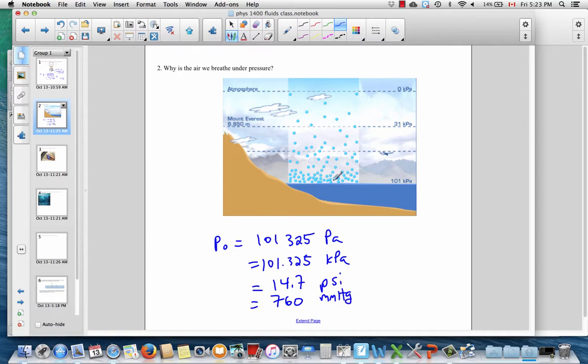Now, why is it that the air at the surface is pressurized? Well, it's because of the weight of all the atmosphere above it. The atmosphere is 50 to 100 kilometers high, depending on where you draw the line. And all those little air molecules, air is not very dense, but all those air molecules squeeze down on the air at this surface. So the air we breathe is under pressure due to the weight of a column of atmosphere above it.